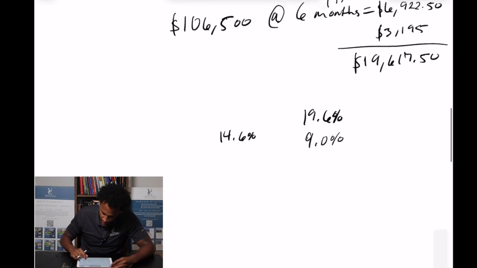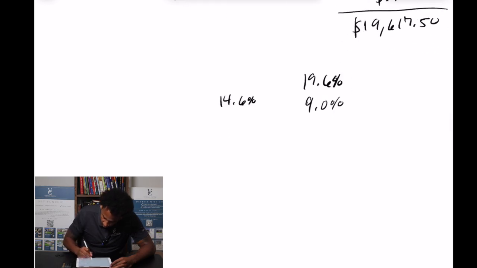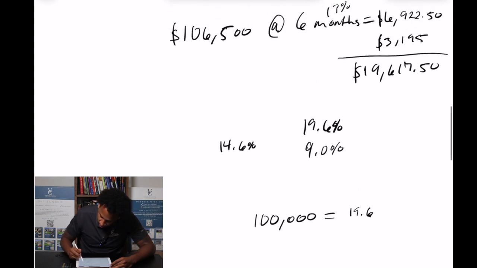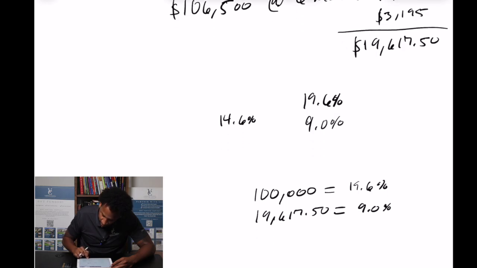Now let's consider the math here. So on a $100,000 investment, you made 19.6%. On the $19,617 we made, we then made 9% on that. And then we leveraged the $19,617 at 5% and made another 14.6%.